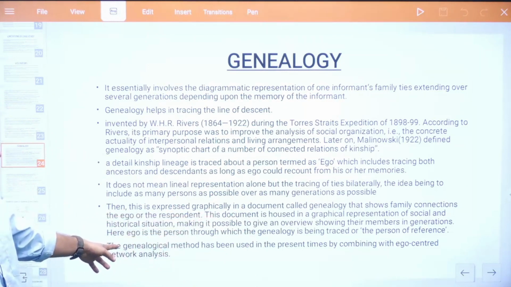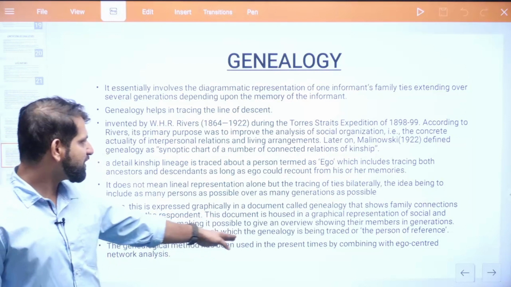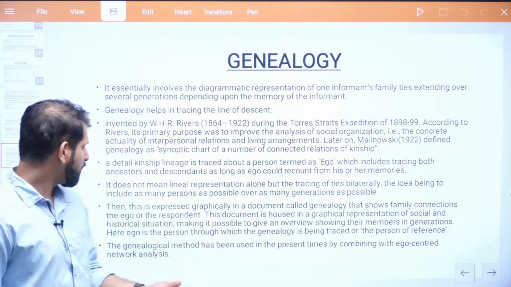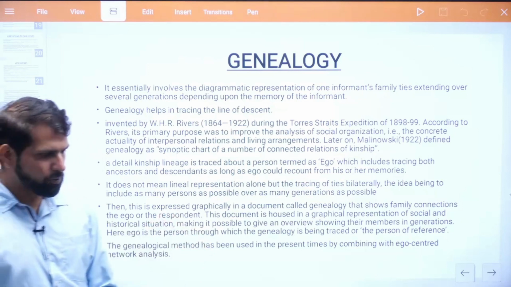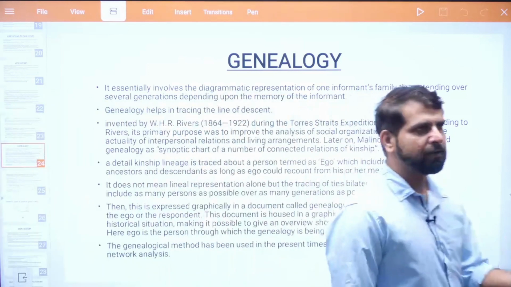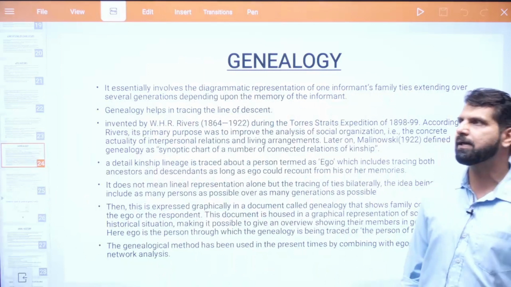Ego is the person through whom the genealogy is being traced, or the person of reference, used in present times by combining egocentric network analysis. There is something called ANT, actor network analysis, or social network analysis, which we do.